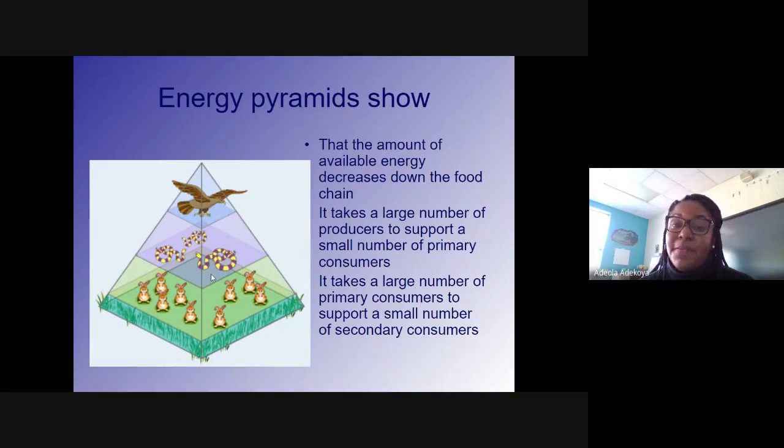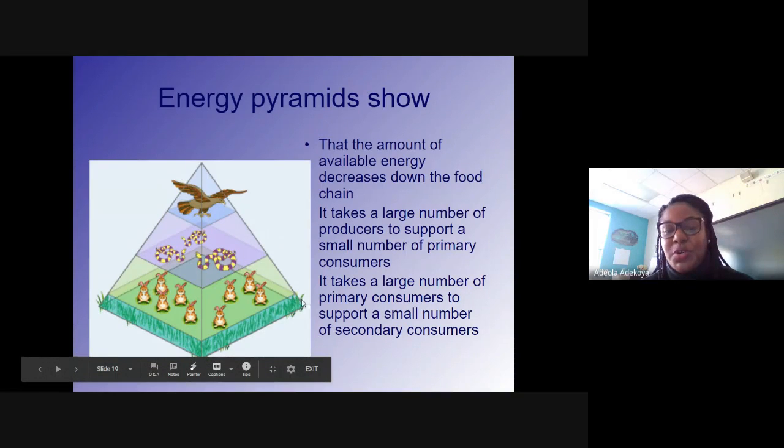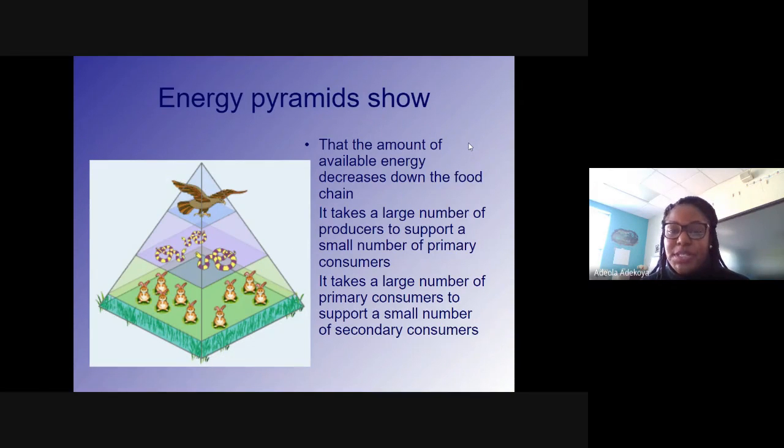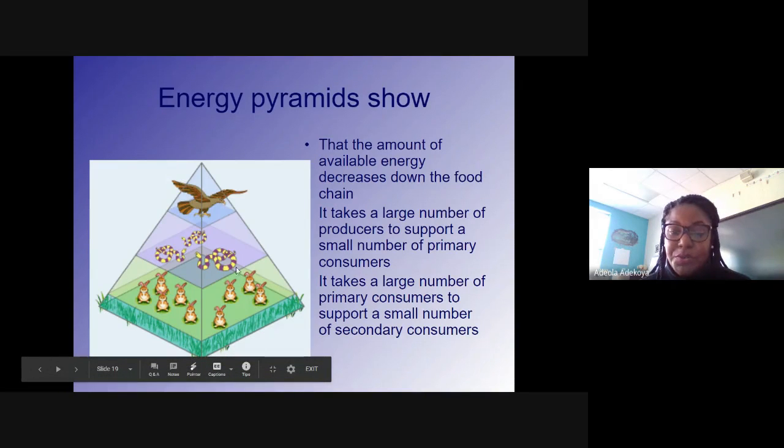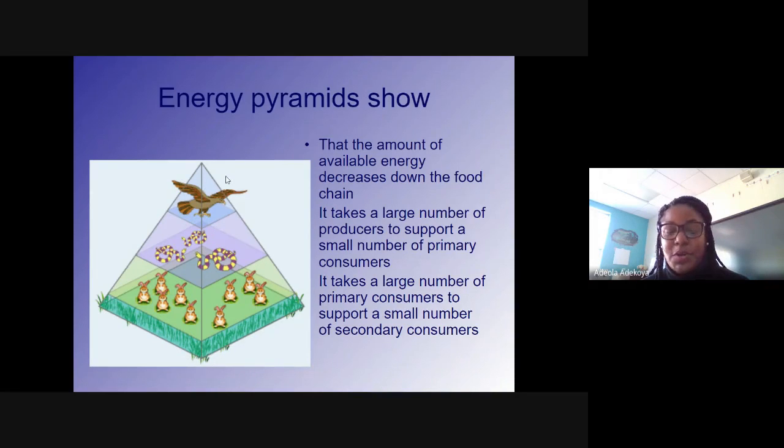So when you're thinking about food and getting energy, you would realize that when you eat veggies or fruits, or producers, you end up having more energy than when you feed on other consumers. All right, so this energy pyramid is showing us the amount of energy available and how it decreases as it goes through that food chain. It takes a large number of producers to support a small number of primary consumers. It also takes a large number of these primary consumers to be able to support and fill up the secondary consumers, and so on.